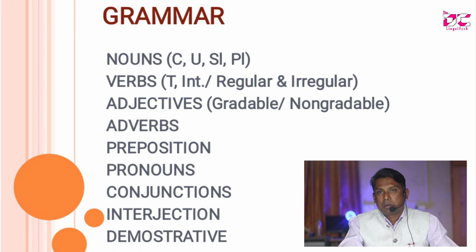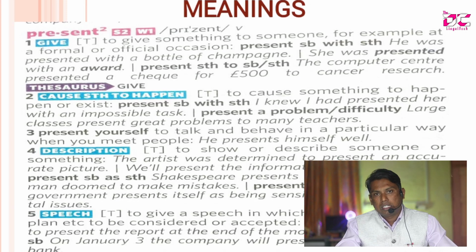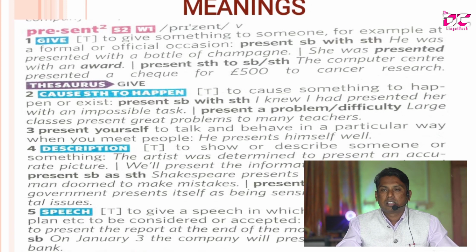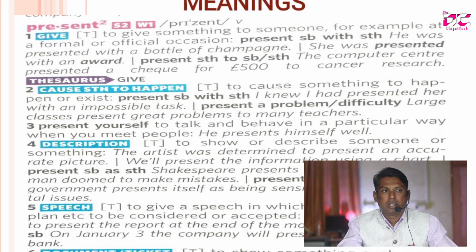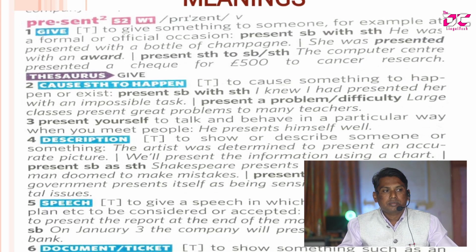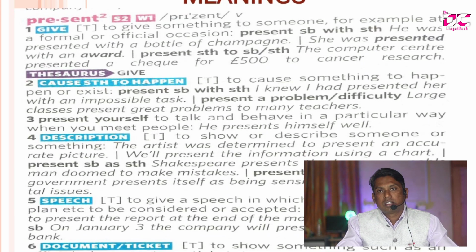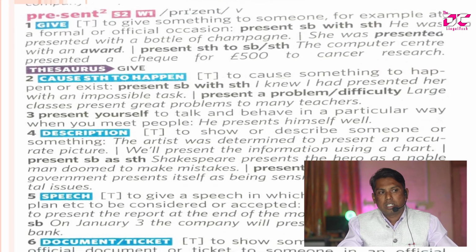We have pronouns. Pronouns we'll see in detail in parts of speech, conjunctions, interjections, demonstratives, determiners. Let's see the meanings. Each and every word in English, or any language, has lots of meanings, like 10, 12, 15, 20 meanings, depending on the word. Let's see the example word present. It has almost 14 meanings in the dictionary, and all the meanings are different from each other.